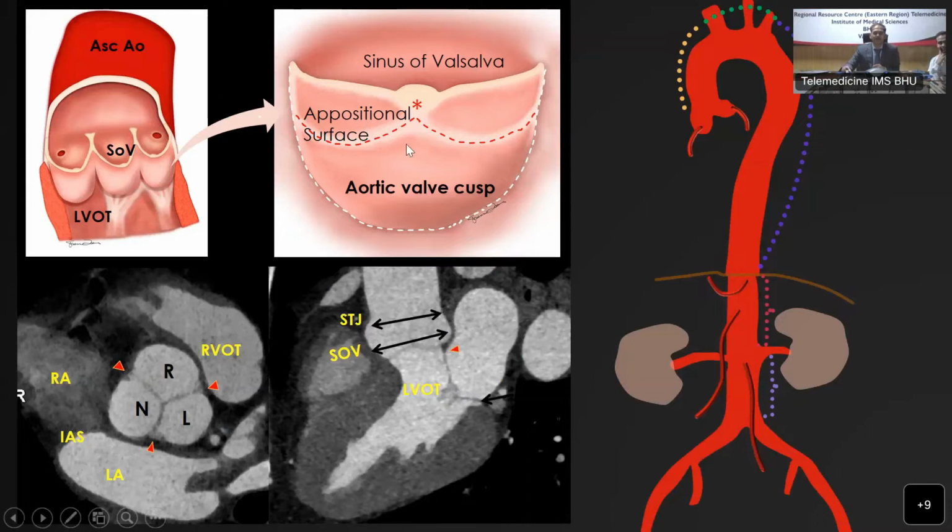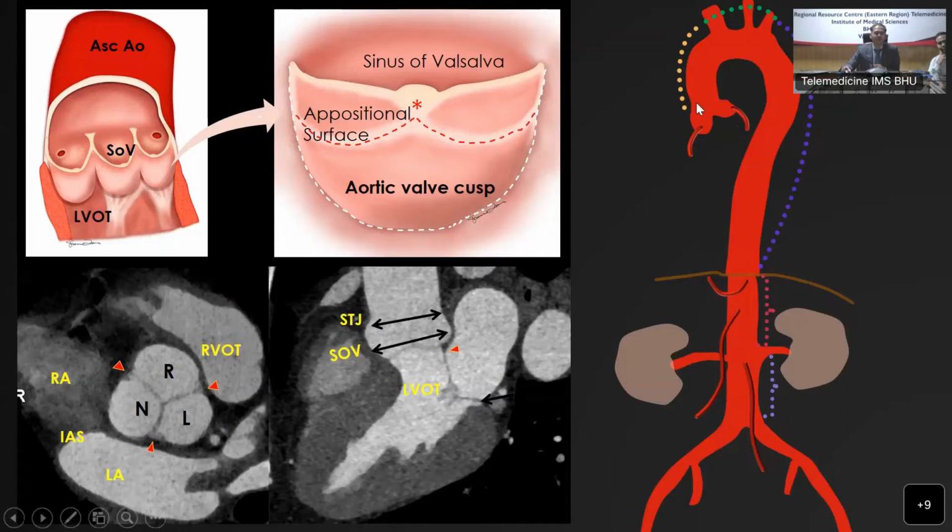Each of the cusps has oppositional surfaces and non-oppositional surfaces. Sometimes you see prominent nodules at the tip of the cusp. Those nodules, like in this case, are called nodules of Arantius. So that's about the aortic root.